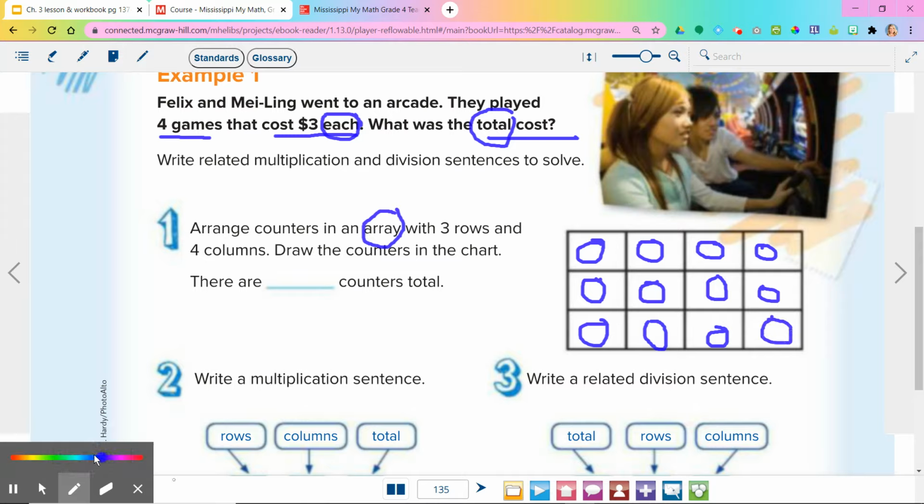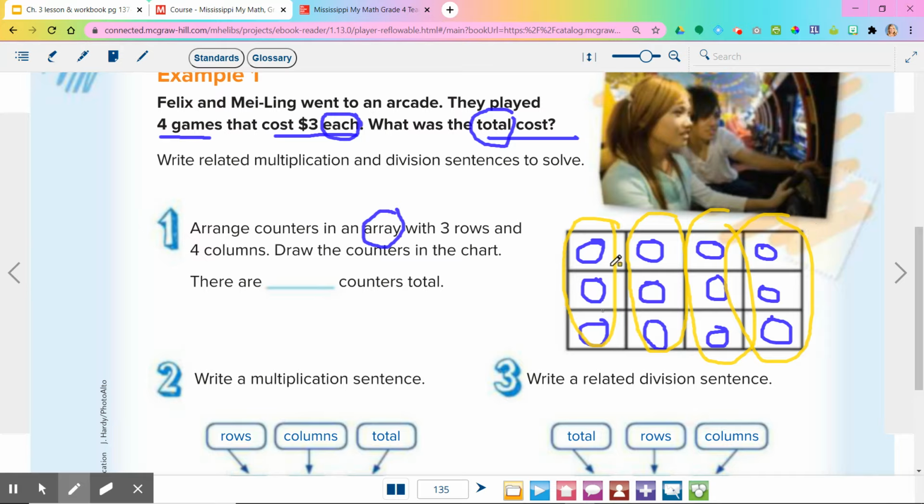So I see that I have 3 rows. So here's my groups of $3. So one game costs $3, another game costs $3, another game costs $3, and another game costs $3. So we have our equal groups.